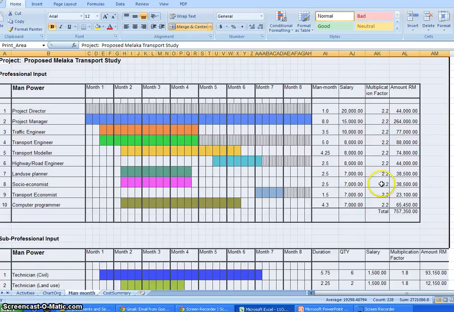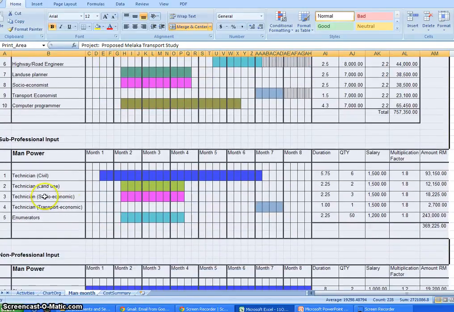And for consultancy work, usually we have to multiply this one. For professionals, we have to multiply by 2.2, because besides paying the salary, the company will have to run the overhead of the company. So that's why there is a 2.2 multiplication factor. So this is the total amount of salary multiplied by this multiplication factor, and the total for the professional is 757,000 ringgit.